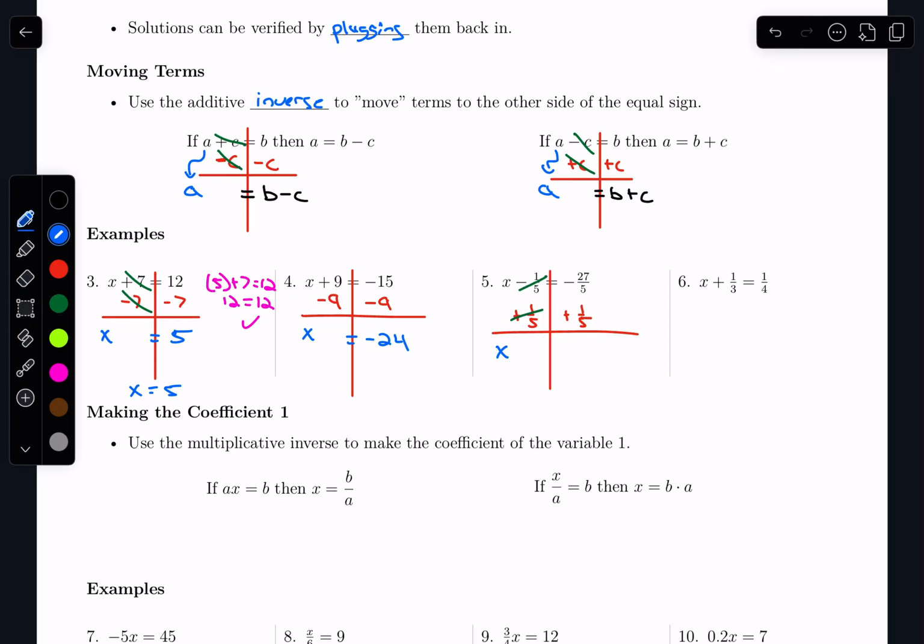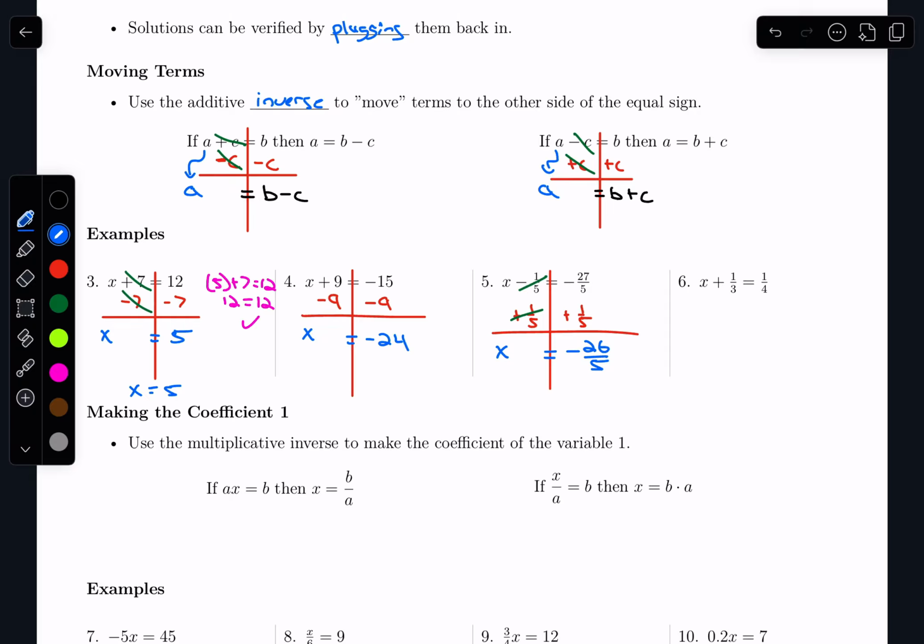And on the right side, we have negative 27 over 5 plus 1 over 5. That's going to give me negative 26 over 5. We had a negative 27 and a positive 1 on top. So together, negative 26. And that common denominator just stays 5 on bottom. Notice, by the way, negative 26 over 5 cannot be reduced. So I'm just going to leave it just like that.